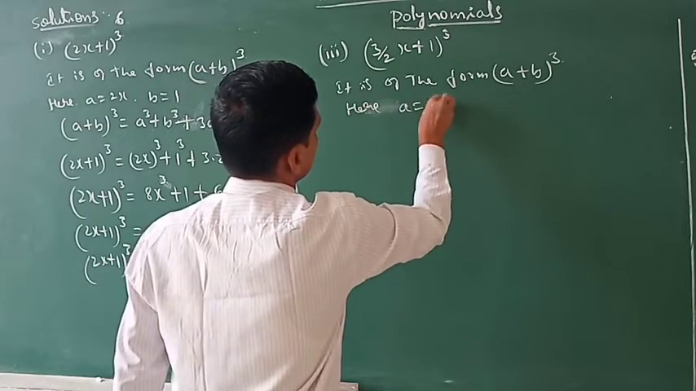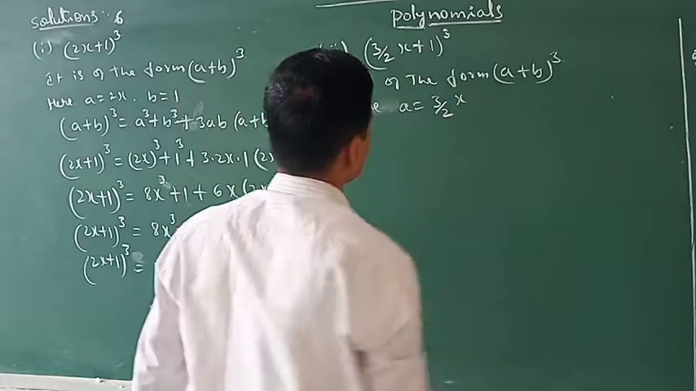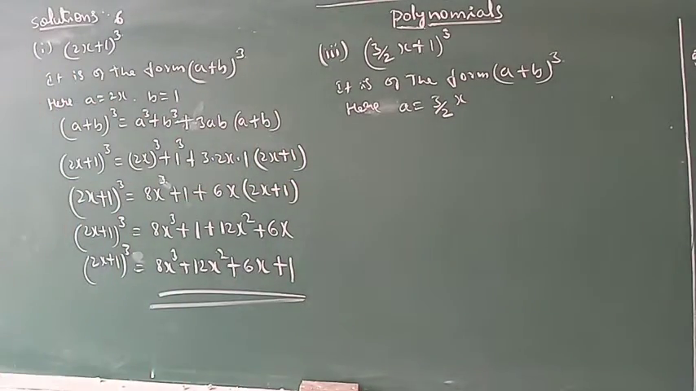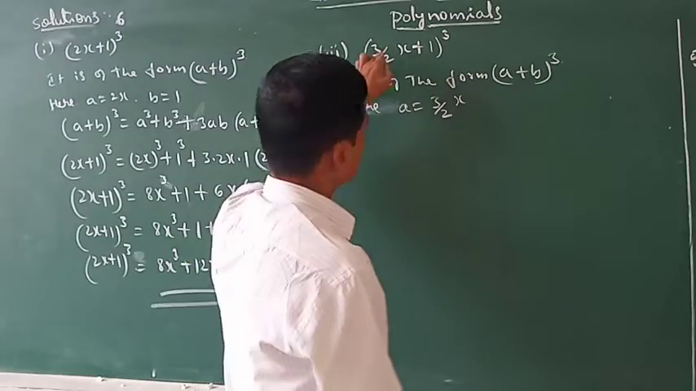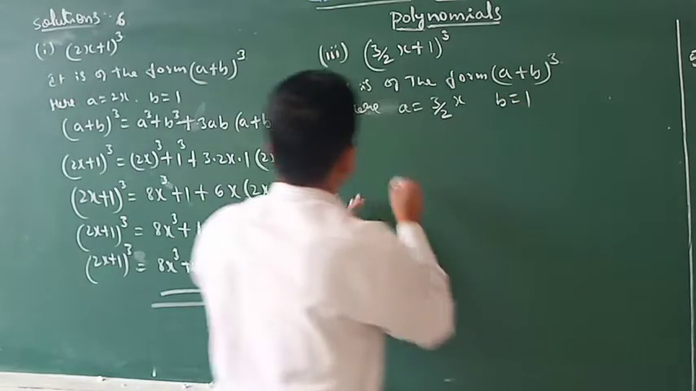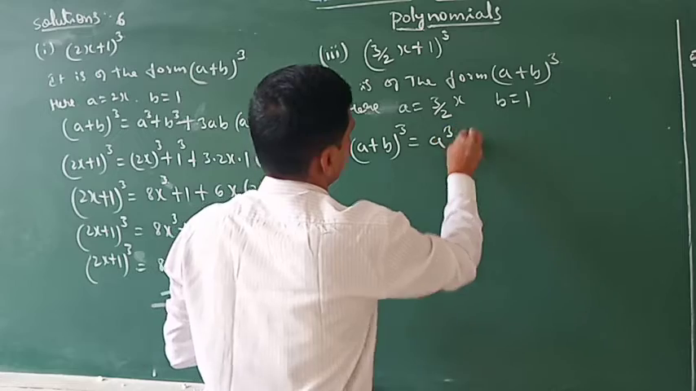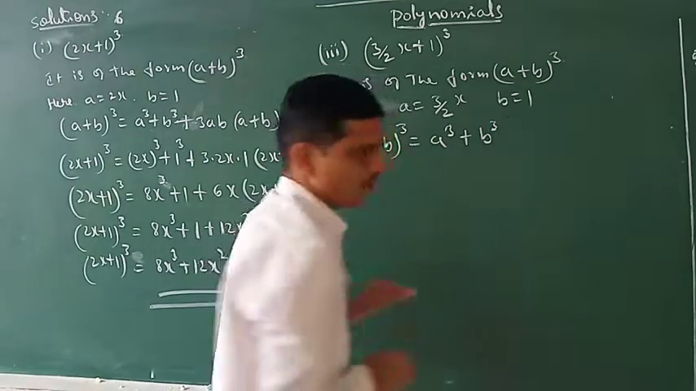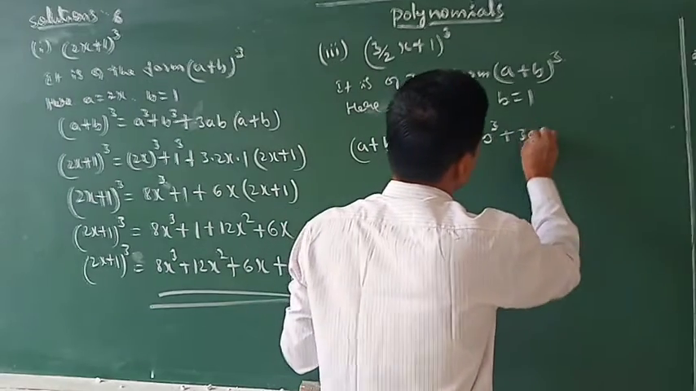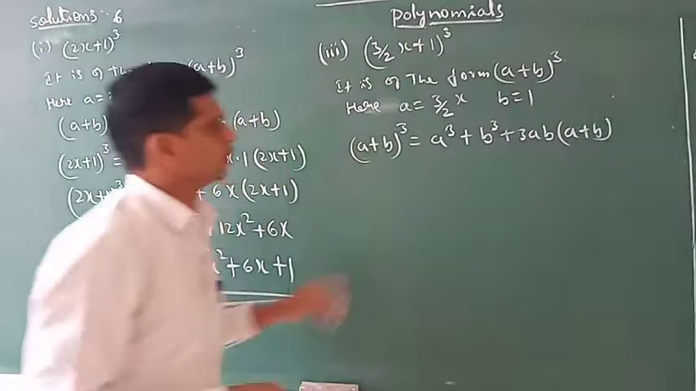Here a is equal to 3 by 2 x. Is it possible? Look here, because they give 3 by 2 as a numerical coefficient of x. And b is equal to 1. So therefore your identity becomes (a plus b) whole cube is equal to a cube plus b cube, sorry, plus 3ab into (a plus b). So automatically it comes.